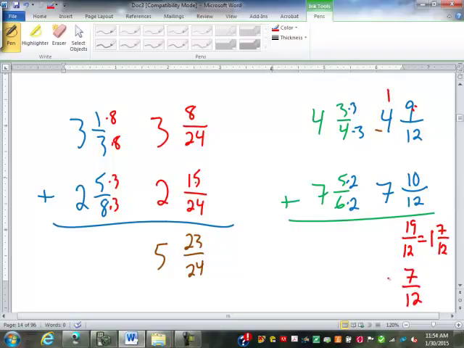1 plus 4 is 5, plus 7 is 12. So 12 7 twelfths.